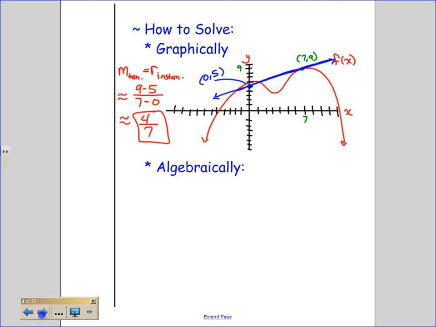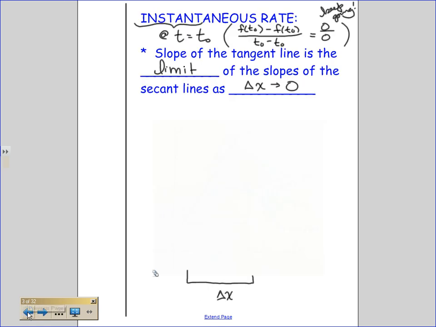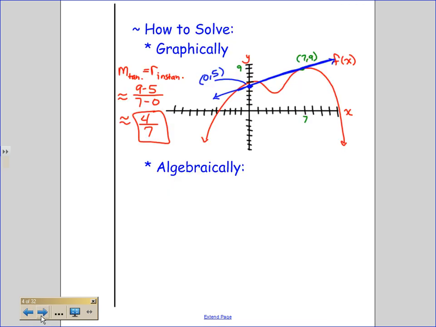Algebraically. Let's take the fill-in-the-blank words that we put over here. Let's put them into math. If I am going to find the slope of the tangent line, which is the same thing as the instantaneous rate, I know that it's going to be the limit of the slopes, so f of, minus f of, all over change in x.